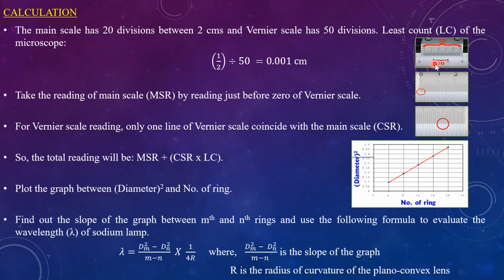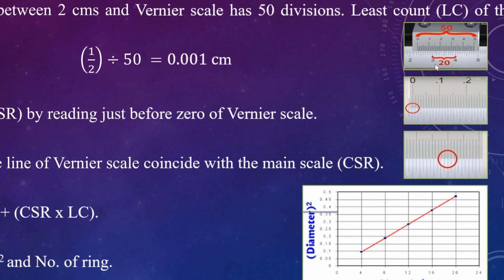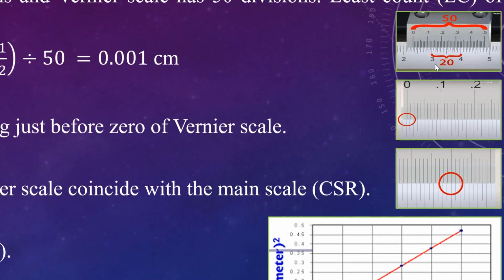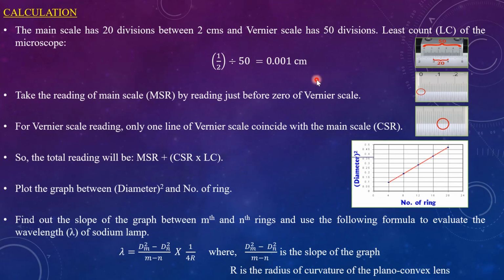Firstly, to take the readings, we have to know the least count of the microscope. Here, in this case, we can see that there are 20 divisions in the 2 centimeter distance of the main scale, and 50 divisions on the full range of the vernier scale. So we can know the least count of the microscope by this formula, which will come out to be 0.001 centimeter in our case.